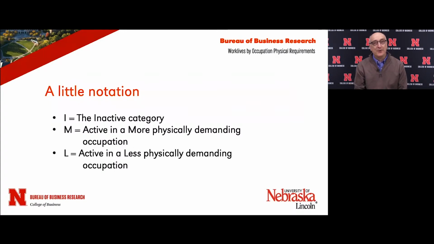And to determine those, it's kind of interesting. We use that CPS data, and it asks for each person what your occupation is. And then we can link that to another database that shows us for occupations the relative physical demands of the occupation. They rate those on a scale from 1 to 100. So we can take the ones that are ranked from 1 to 50 and call those the less physically demanding, and the ones from 51 to 100 call those the more physically demanding.